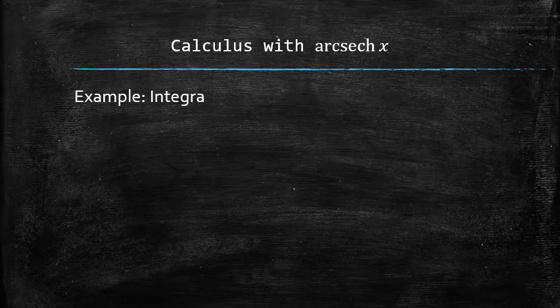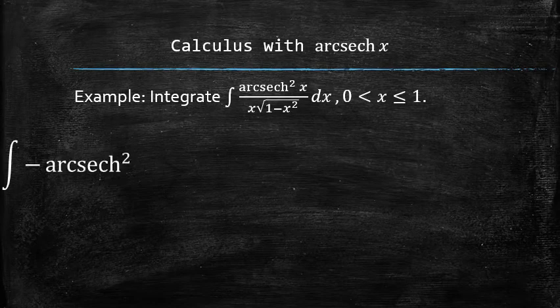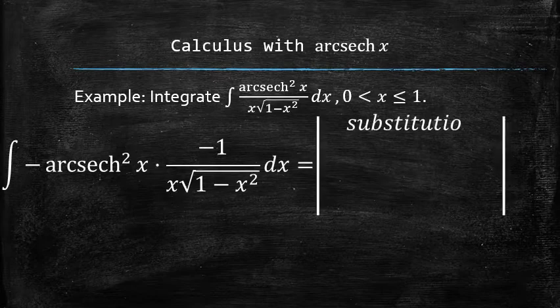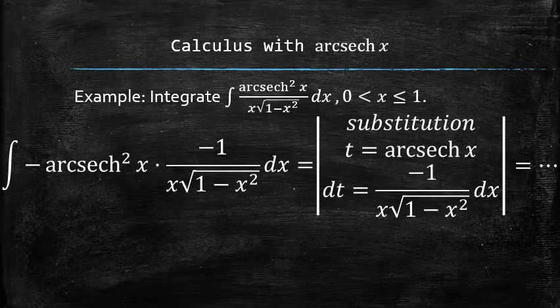Let's do an example of an integral. We first recognize the pattern and rearrange the integrand. Then we set up the substitution by setting a new variable, let's say t, equal to the hyperbolic arcsecant, and finding the differential of t.